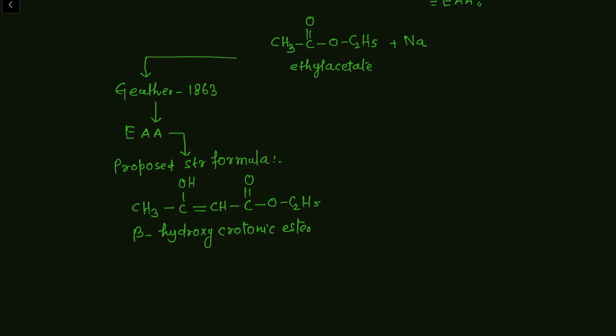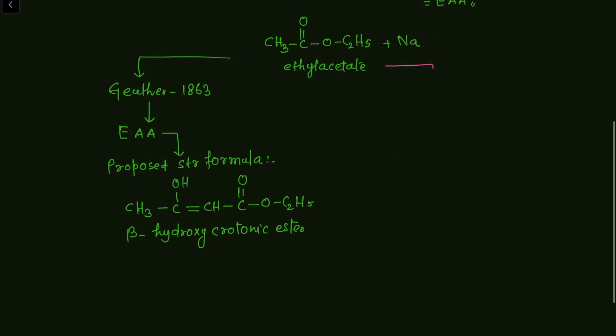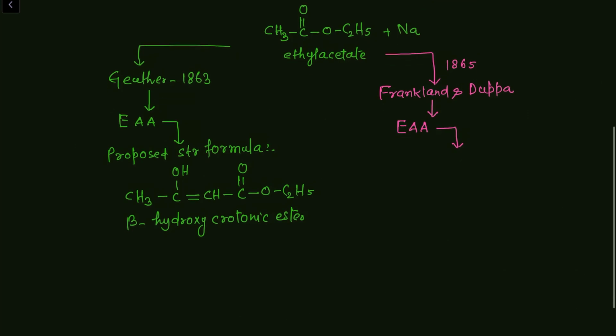But the problem comes 3 years after the work of Geuther. In 1865, a group of two scientists came, named Frankland and Duppa. What they did, they also used the same reagent, ethyl acetate. They also treated the ethyl acetate with sodium, and they also prepared the what? They were claiming that they also prepared ethyl acetoacetate. And then after the preparation and all the research, they also proposed a structure formula for the ethyl acetoacetate.